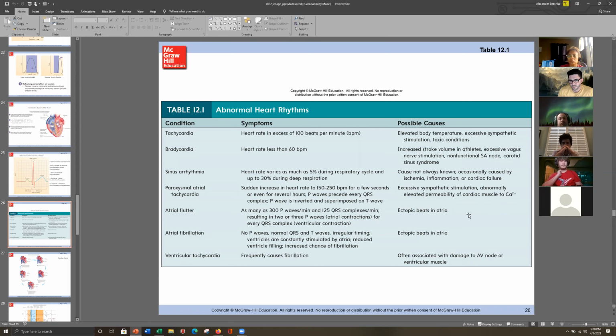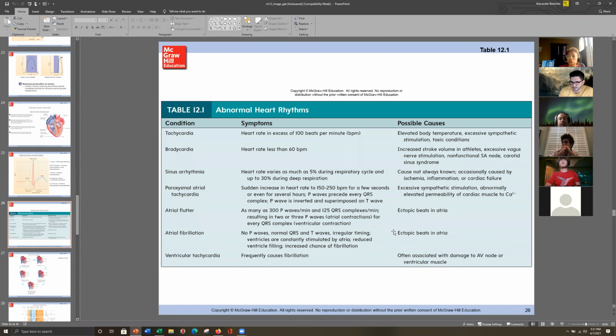Right? Then we have atrial flutter, as many as 300 P waves per minute, right? So, kind of spastic atrial depolarization and repolarization, and 125 QRS complexes per minute, resulting in 2 or 3 P waves for every QRS complex, right? So you could have several different P waves preceding that QRS complex. So the atria flutters. And then we have atrial fibrillation, where we don't have any P waves, so the atria are not depolarizing. We have normal QRS and T waves, and there's irregular timing, okay? So ventricles are constantly stimulated by the atria, and then we have reduced ventricular filling, increasing the chance of fibrillation, right?